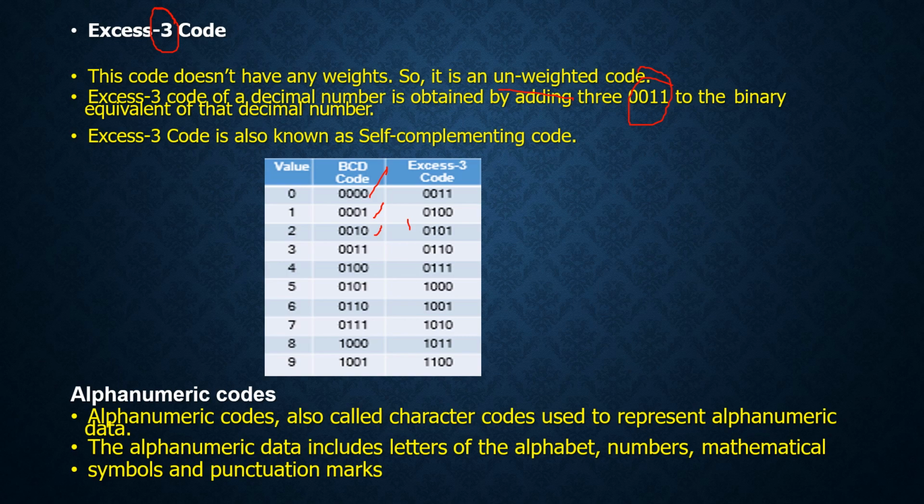Alphanumeric codes. Alphanumeric codes are nothing but alpha plus numeric: alphabets plus numeric codes. Alphabets, numeric values and mathematical symbols are used to represent the data we have. Character codes are used to represent alphanumeric data. This includes letters of the alphabet, numbers, mathematical symbols and punctuation marks. For example, you can take ASCII. It is a combination of alphabets, numbers, mathematical symbols and punctuation marks.